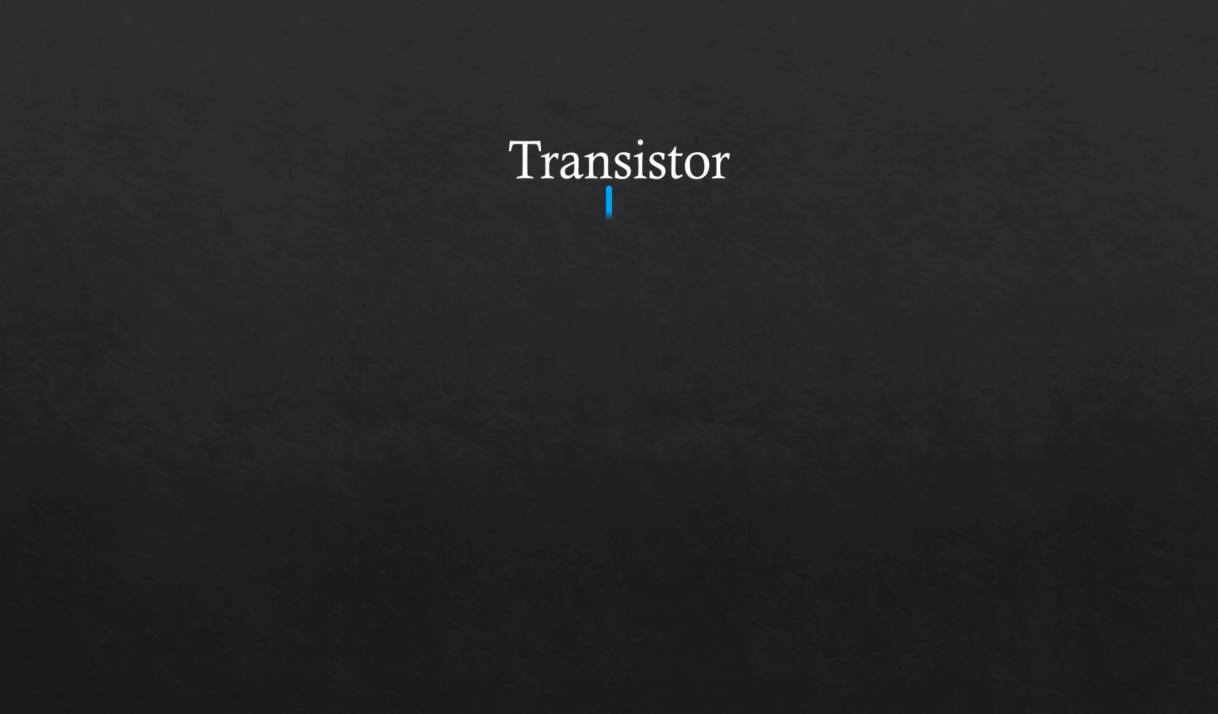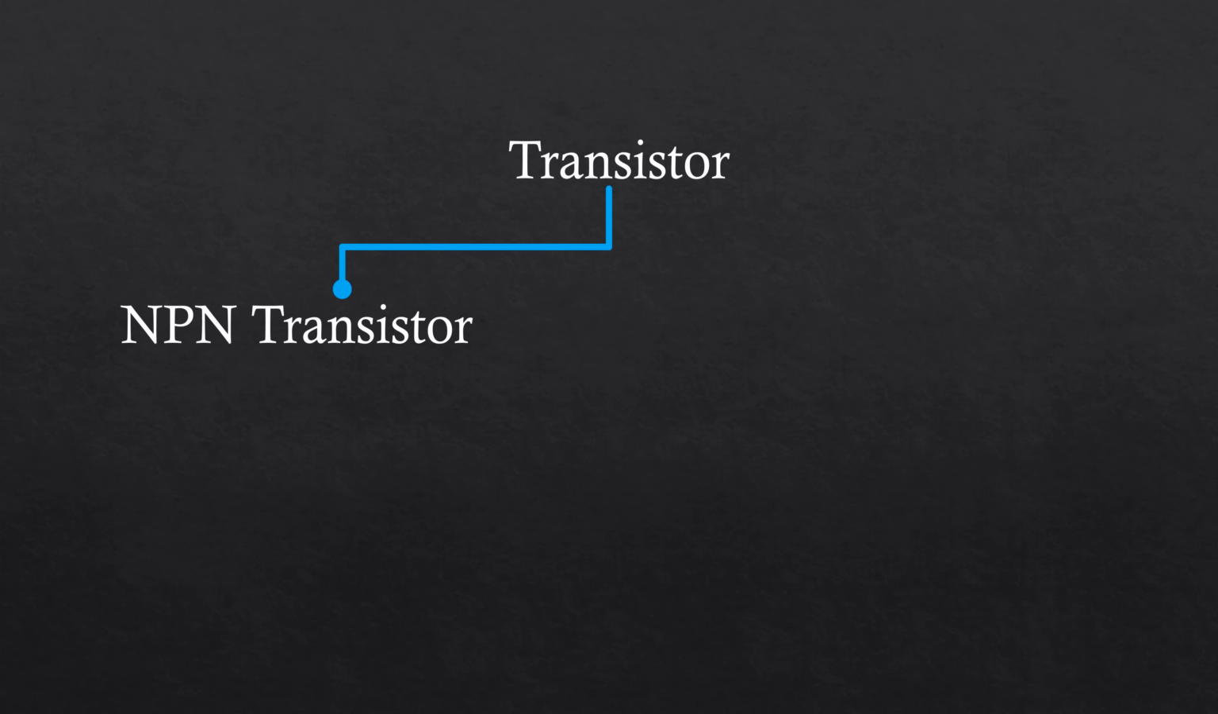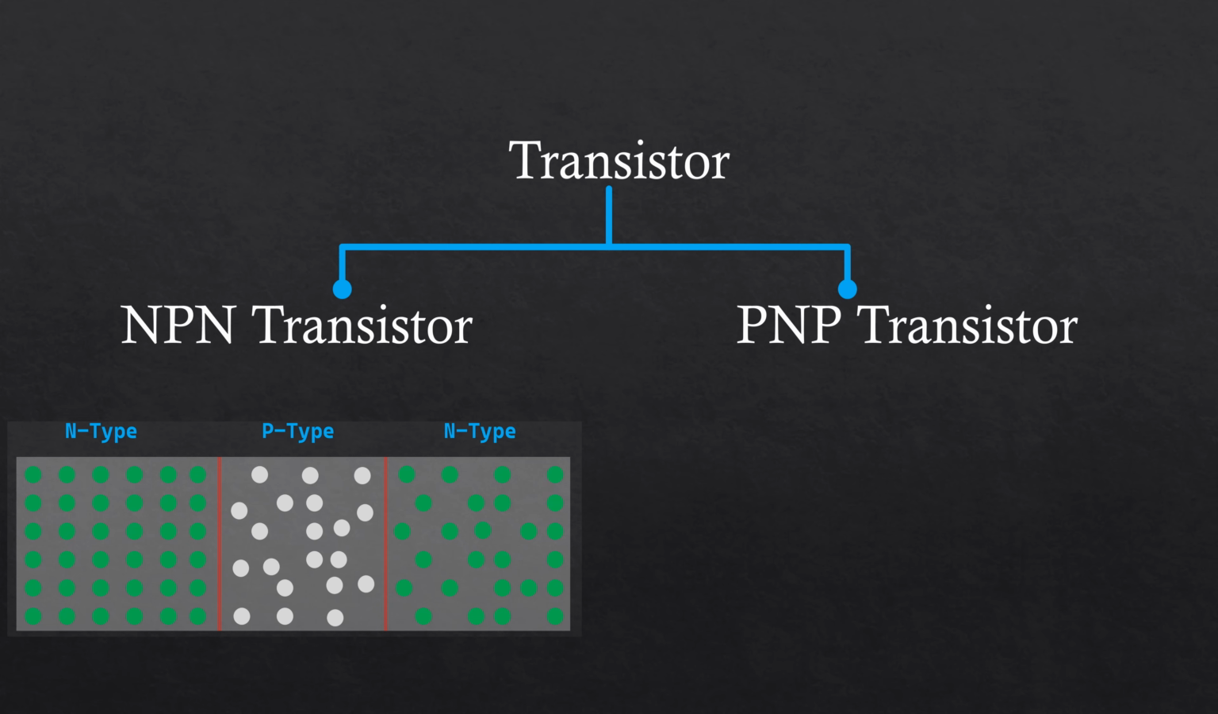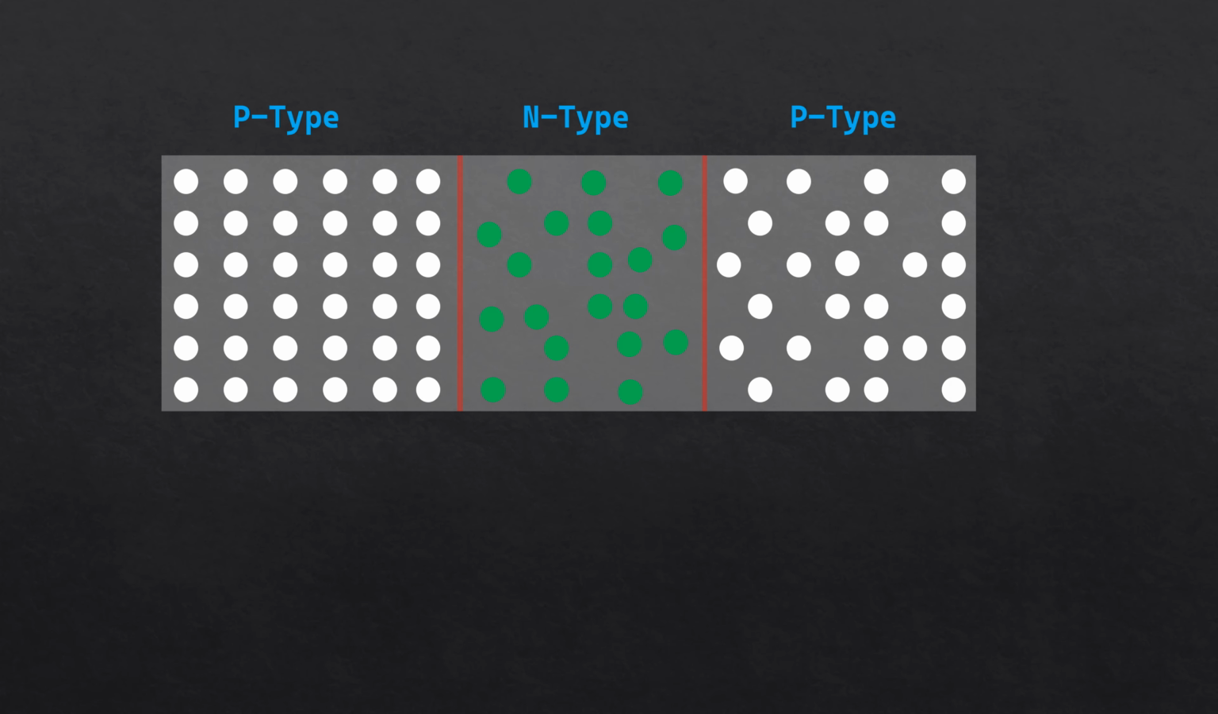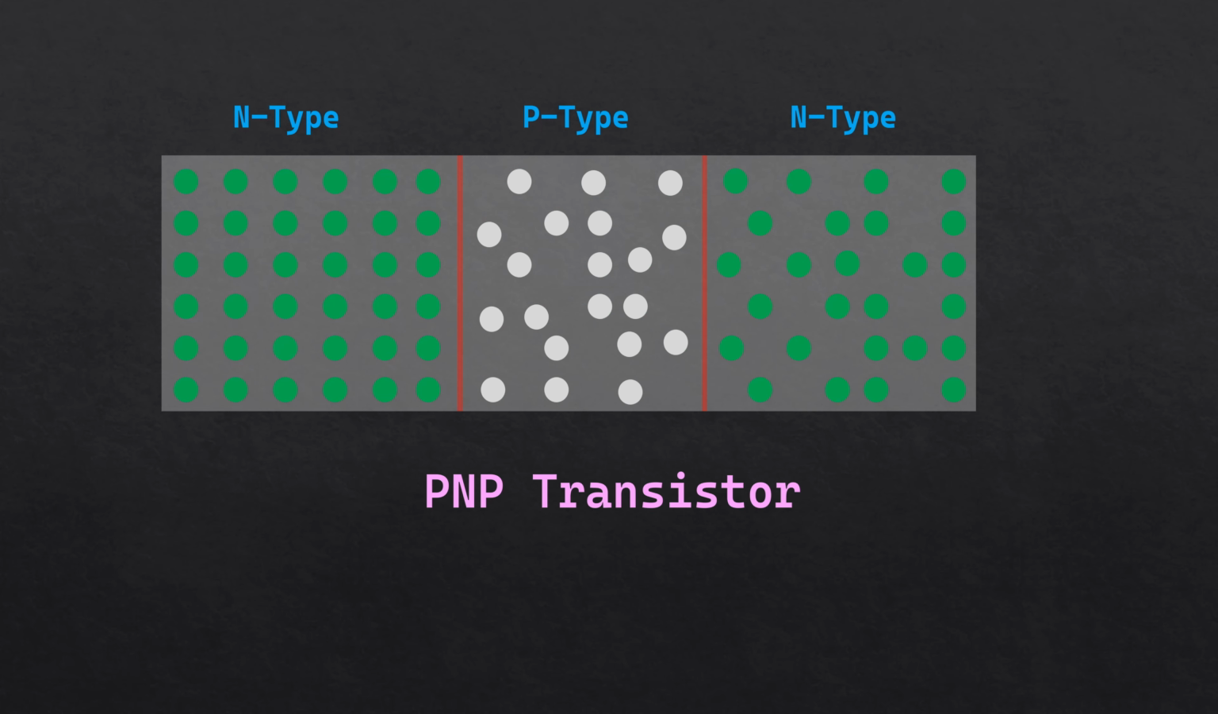There are two main types of transistors: NPN transistor and PNP transistor. A layer of N-type material sandwiched between two layers of P-type material is described as a PNP transistor. Similarly, an NPN transistor consists of a layer of P-type material sandwiched between two layers of N-type material.